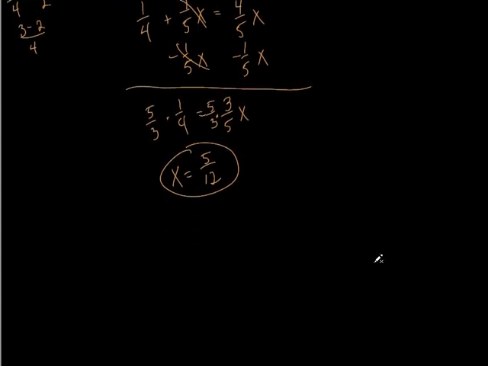Alright, let's do one more. Let's do one with a decimal. So let's go 0.01p plus 3.1 equals 2.03p minus 2.96. Okay.